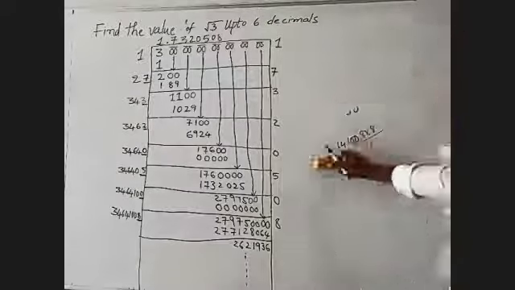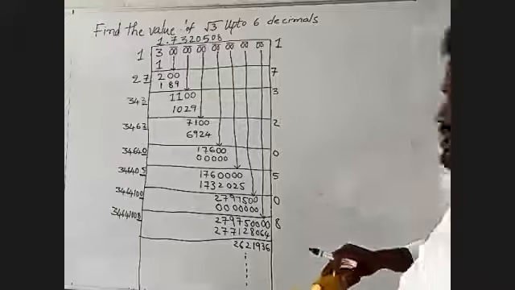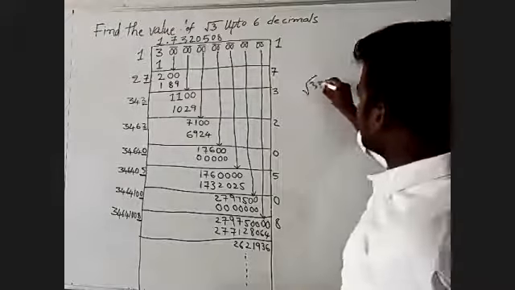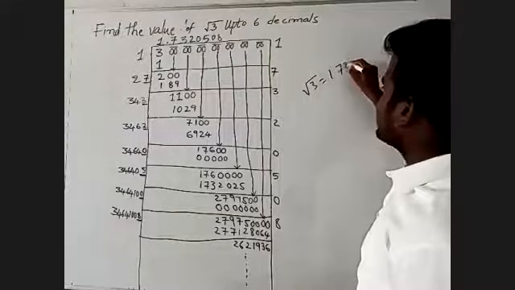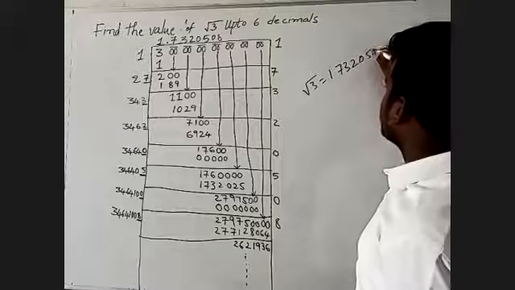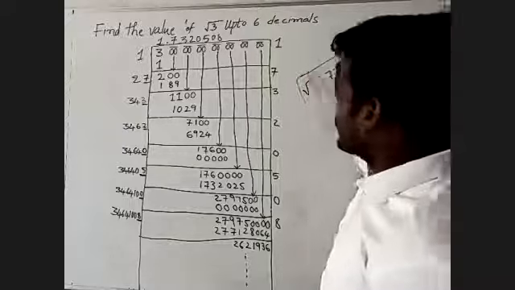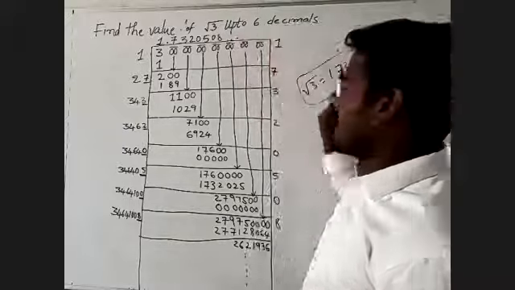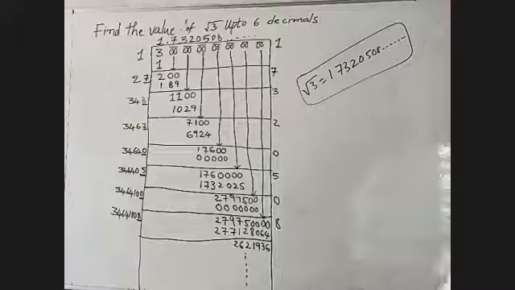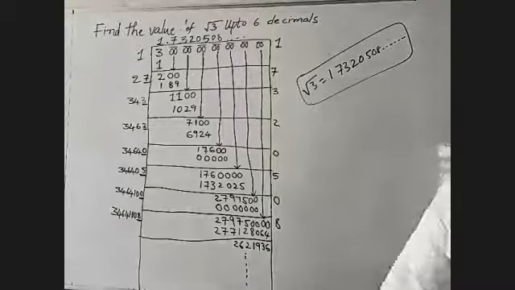That means the value of root 3 is equal to 1.7320508 and so on. That is the value of root 3 by using the long division method. This is until the process of the given one.